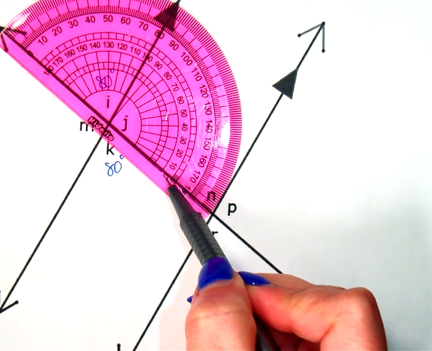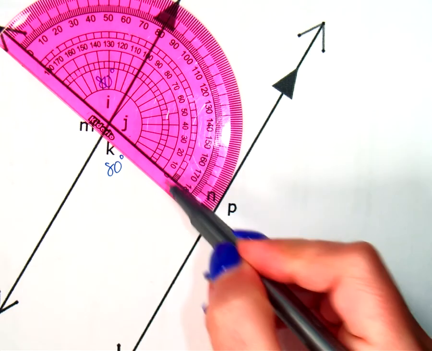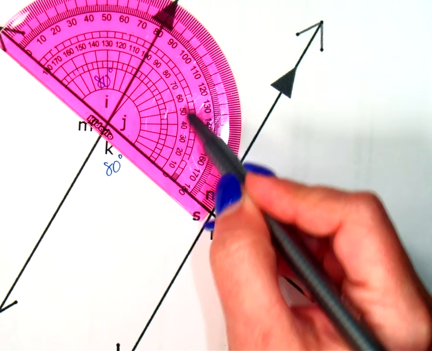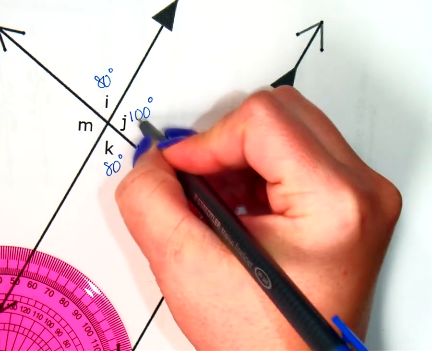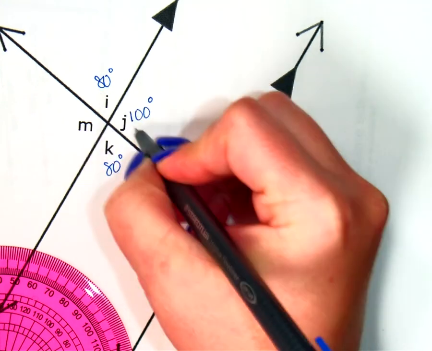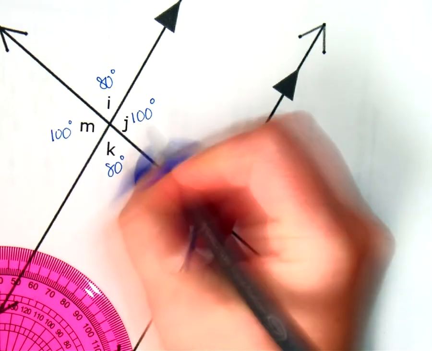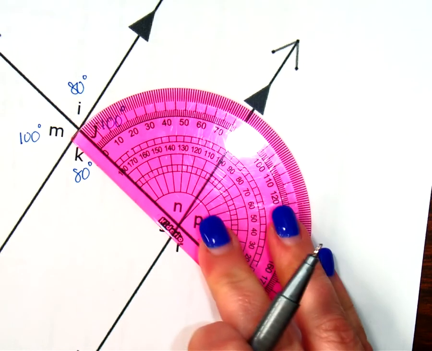So now when I want to measure the right-hand side, my 0 is on the inside set of numbers for the right side, which means I'm using the inside set, which is right at 100, which makes sense because 80 and 100 make 180 for one side of this line. My vertical angles are equal. My angles next to each other should be supplementary and make 180. Okay, let's check down here.